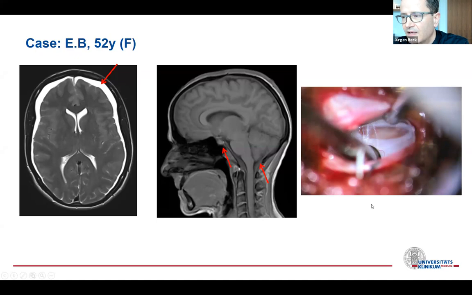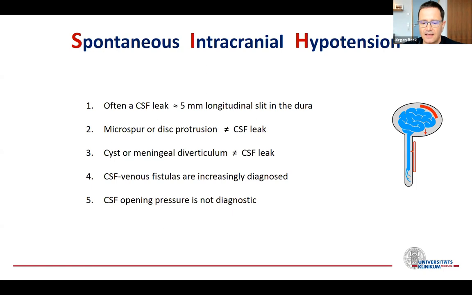So to summarize again, the first and most important thing is consider SIH in your differential. Think about SIH. It is a rare disease, of course, but it's not so rare that you don't encounter it in your daily life as a neurosurgeon. Most often it's just a plain, simple 5 or 6 or 7 millimeter long longitudinal slit in the dura. And remember, as Horst has shown nicely, the disc protrusion in ventral leaks is often the cause, but it's not the proof. You have to prove which one of the disc protrusions causes the leak, or in case of a dissolved microspur, where the actual leak is.